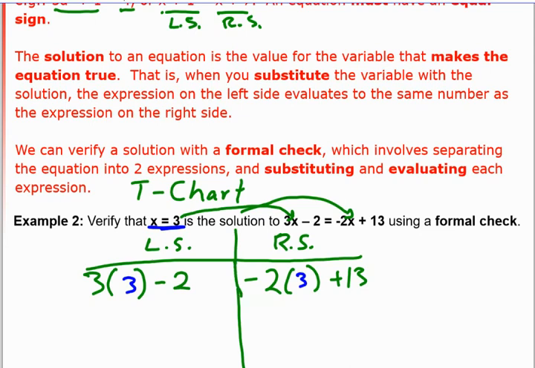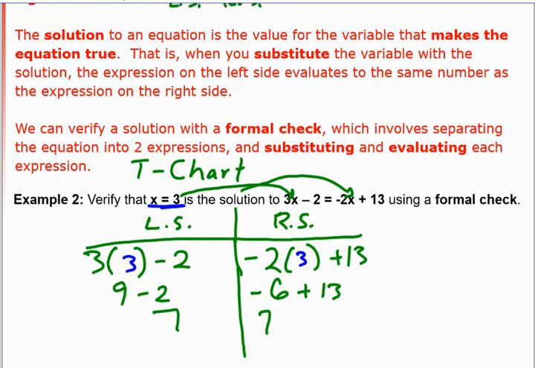All right, so we have to follow the rules of BEDMAS and do multiplications before any addition or subtraction. Negative 6. All right, double check. We didn't make any mistakes. Very good. And then we have 9 minus 2 is 7, and negative 6 plus 13 is also 7. So that's great. We can say left side equals right side.